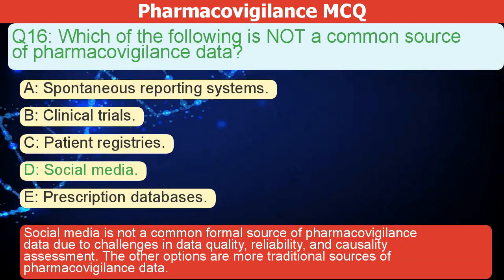The correct answer is D. Social media is not a common formal source of pharmacovigilance data. This is due to challenges in data quality, reliability, and causality assessment. The other options are more traditional sources of pharmacovigilance data.